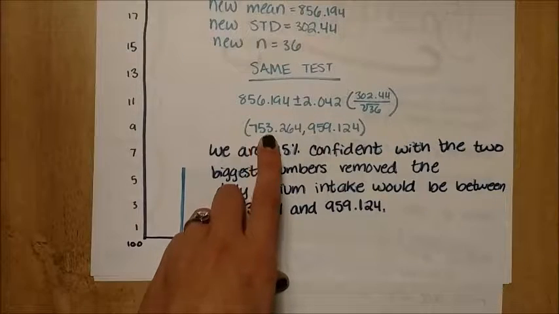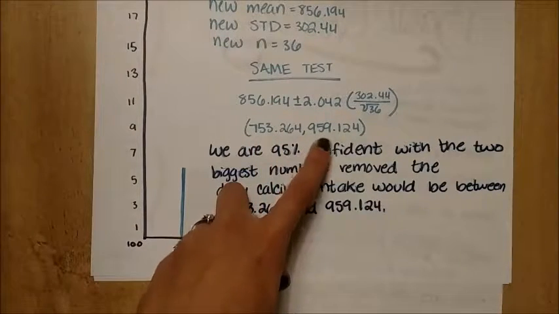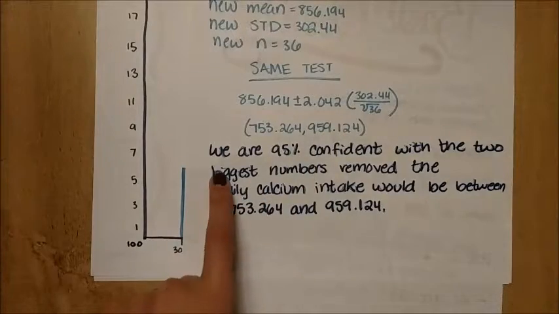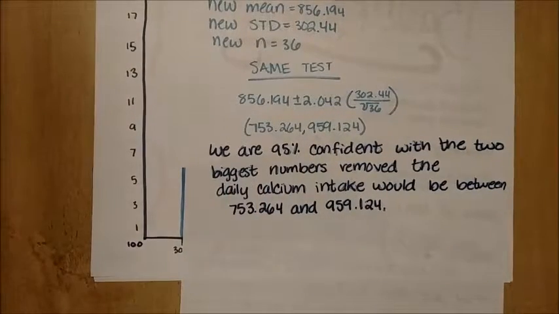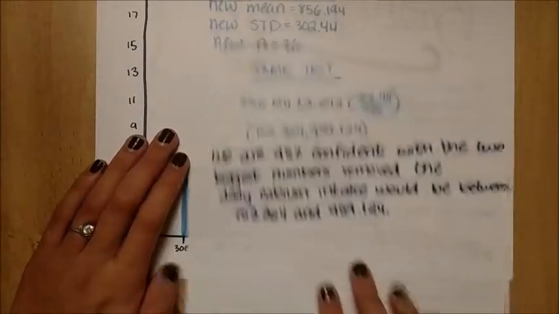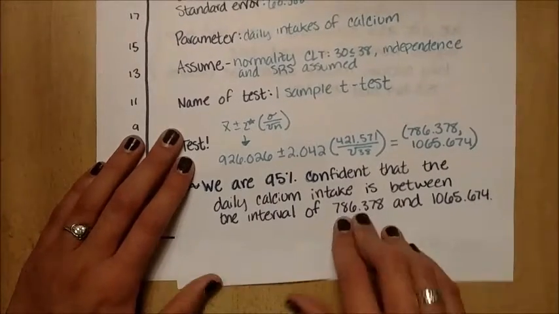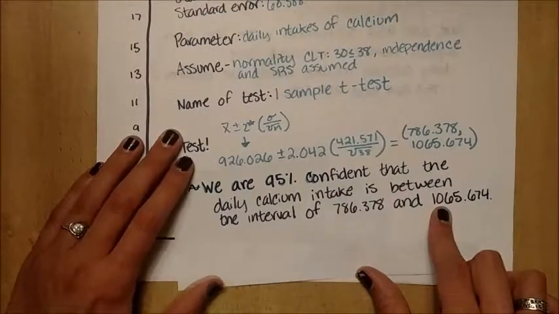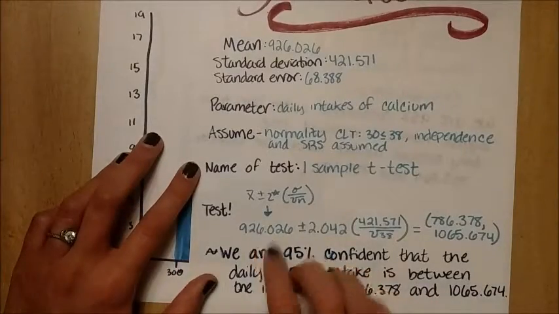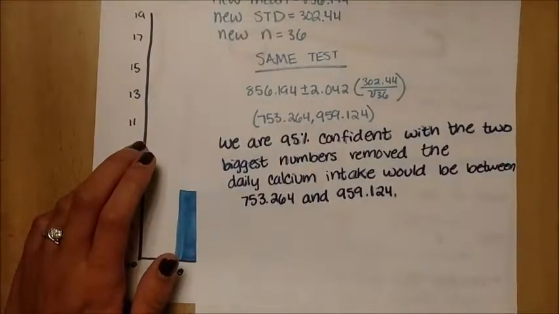We got 753.264 and 959.124. And here's my statement that we are 95% confident with the 2 biggest numbers removed that the daily calcium intake would be between 653.264 and 959.124. And these values are significantly smaller than these. This one's not that much smaller, but you can tell that this one really went down, and especially the mean went down a lot too. So that's kind of what I've noticed.